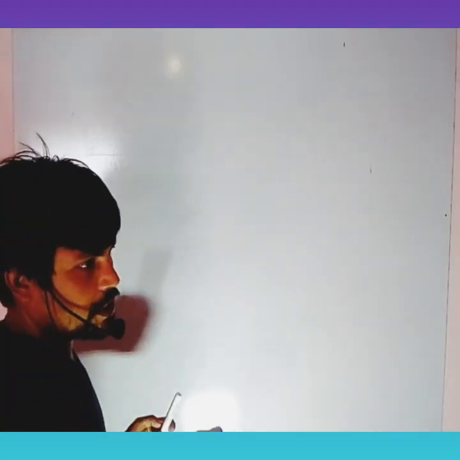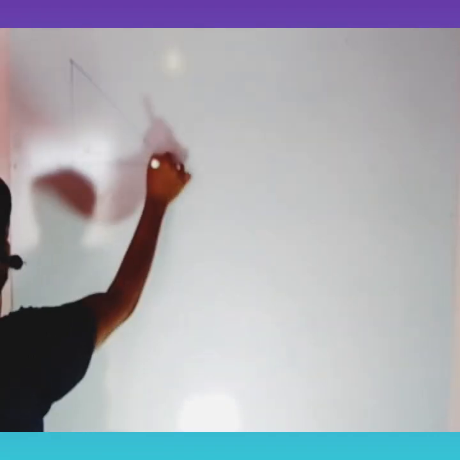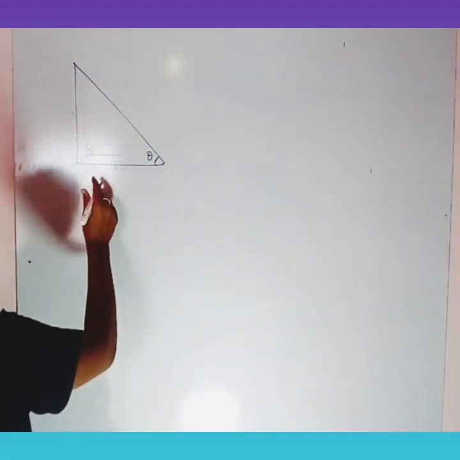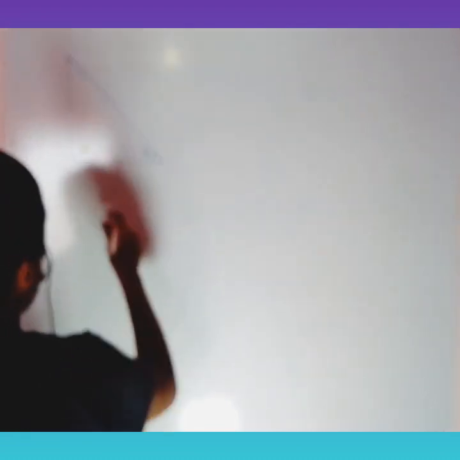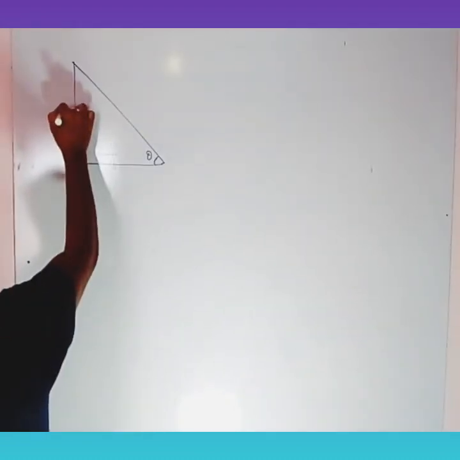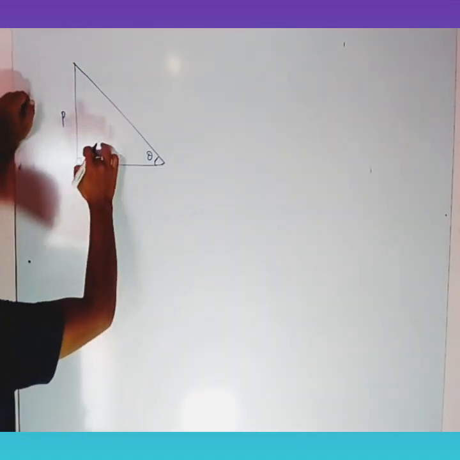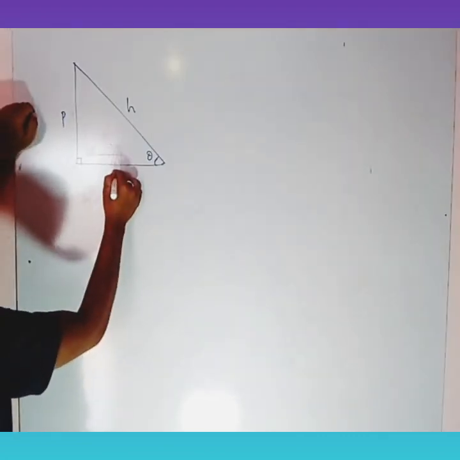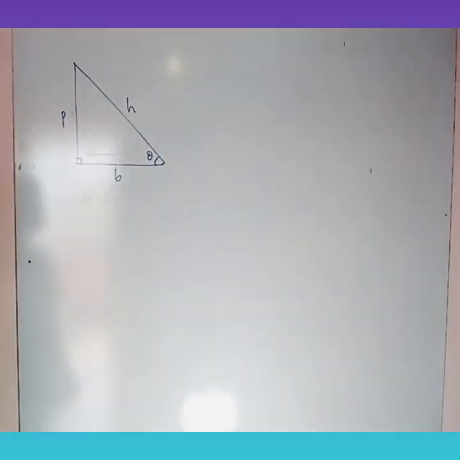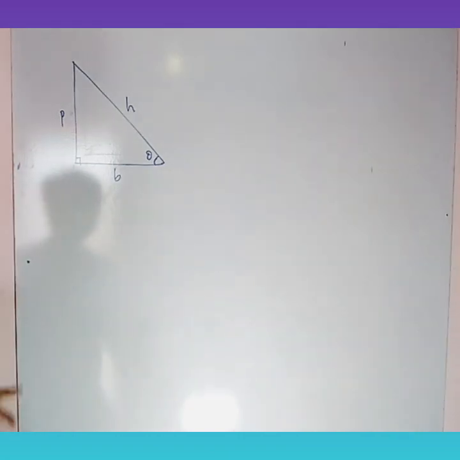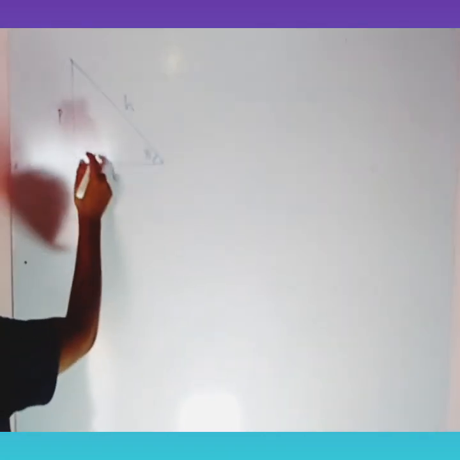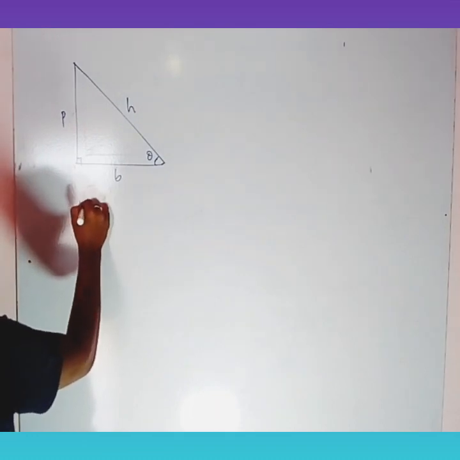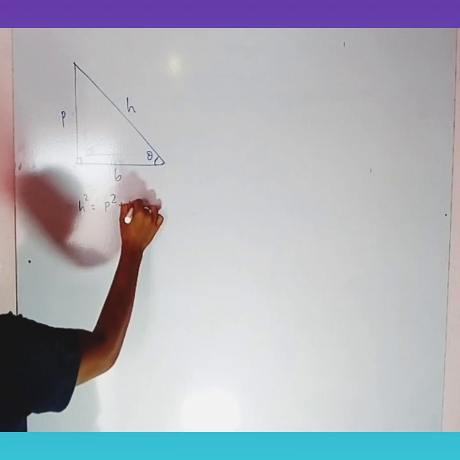In this class, we read some basic trigonometric formulas. Let's start from the beginning. Let us consider a right angle triangle. Now, the opposite side of the angle theta is called the perpendicular, denoted by p. The opposite side of the right angle is called the hypotenuse, denoted by h, and the adjacent side of the angle theta is the base, denoted by b. Now the relation between p, b, h is h square equal to p square plus b square.